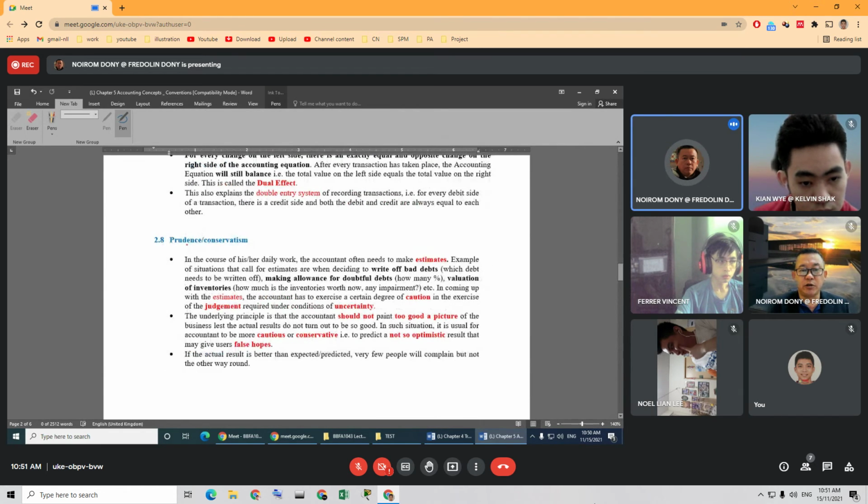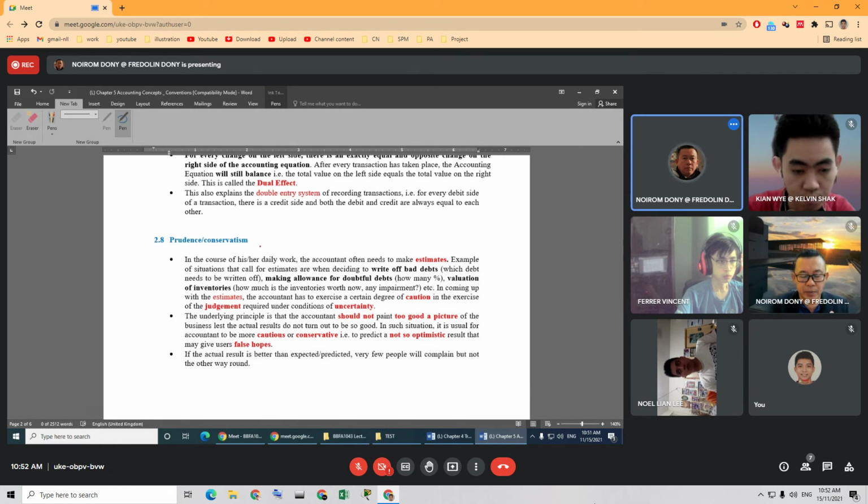Next one, the prudence concept, or another name for the prudence concept is the conservatism concept. Whenever we are encountering a figure which is an estimate, this is a guideline. When the figure is an asset or income, we should not overestimate. But if it is a liability or expenses, it should not be understated.